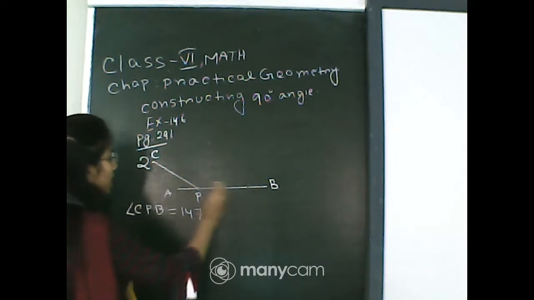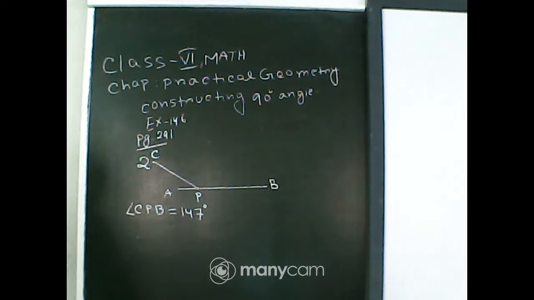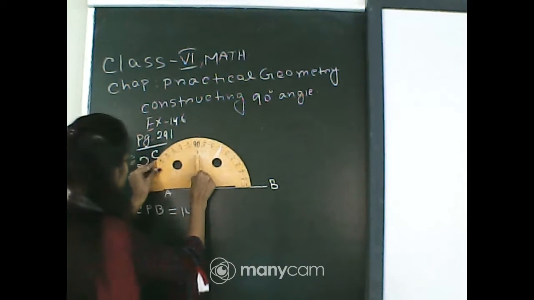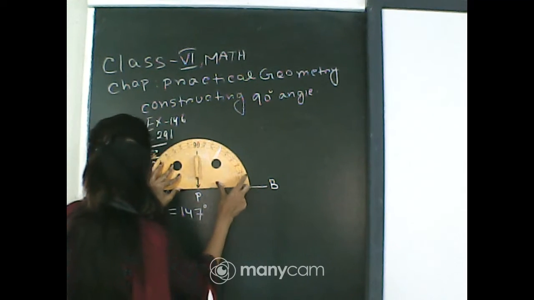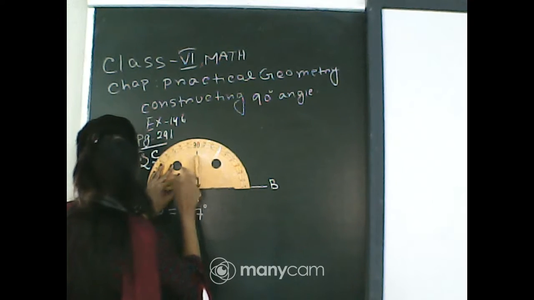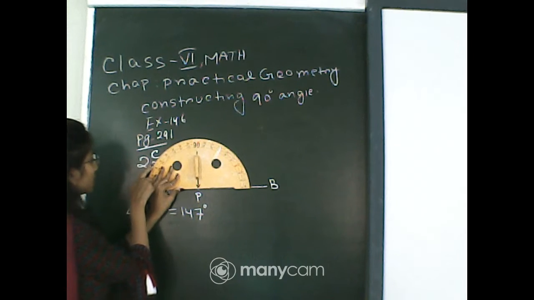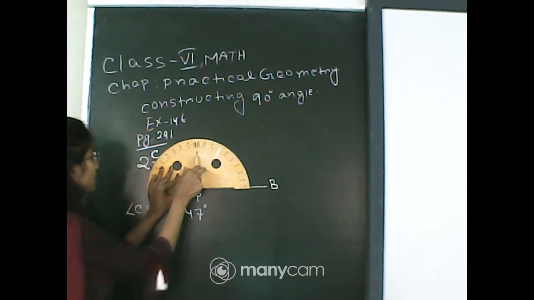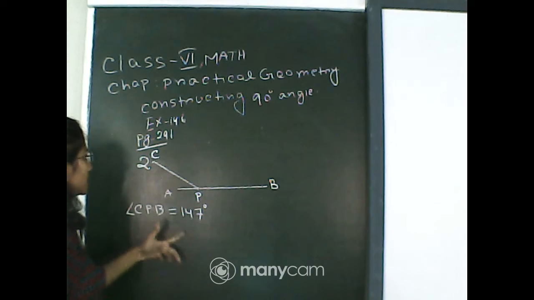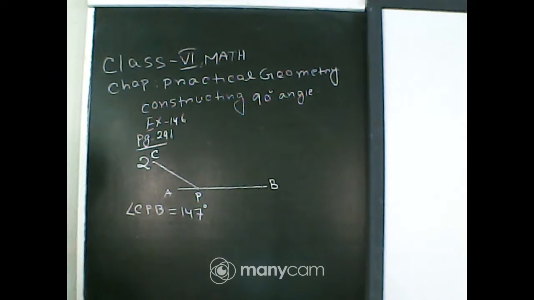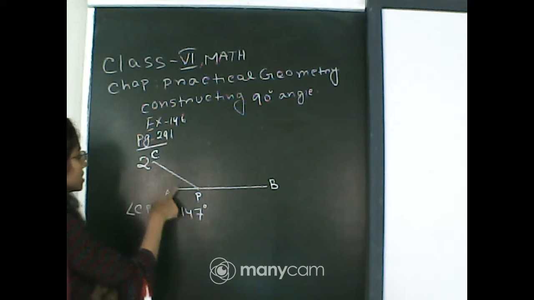Again I repeat the process. First we draw a line AB and take a point P on it. Now place the center of the protractor at P and 0 edge along AB and start with 0 near B and mark a point C at 147 degree and join C and P. So angle CPB is equal to 147 degree. Now we bisect this angle CPB.